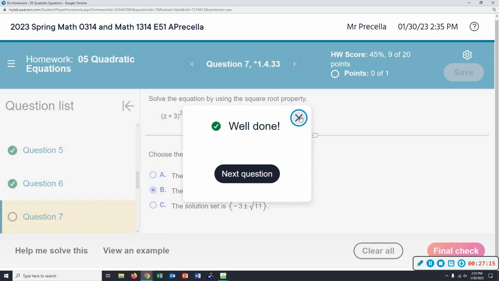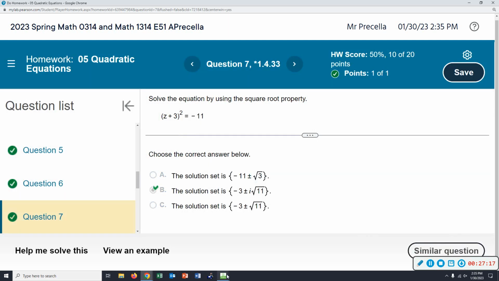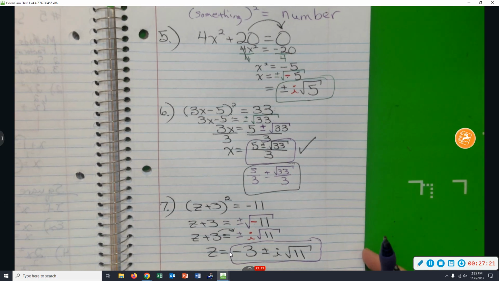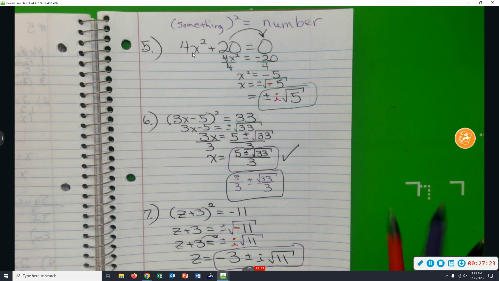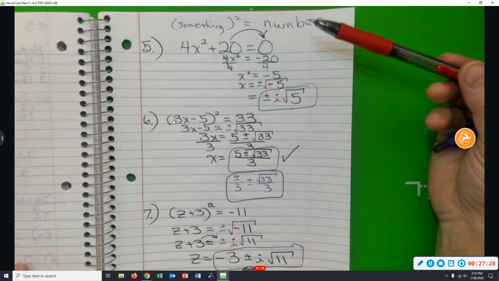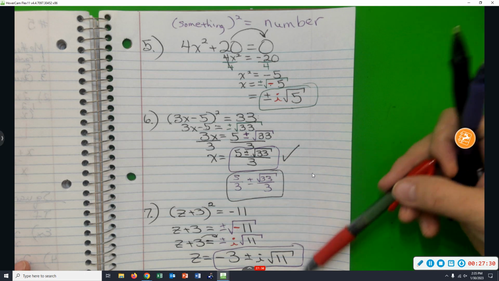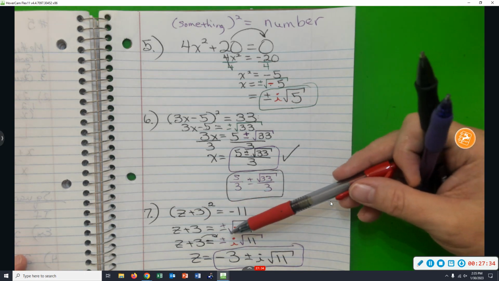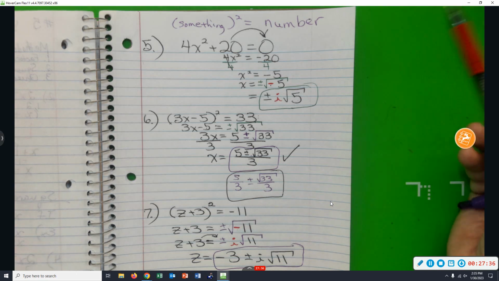That's the square root method. You get something in the form something squared equals a number, and then you drop the square on the left, and you pick up a plus or minus square root on the right.